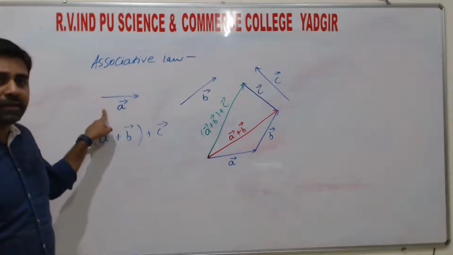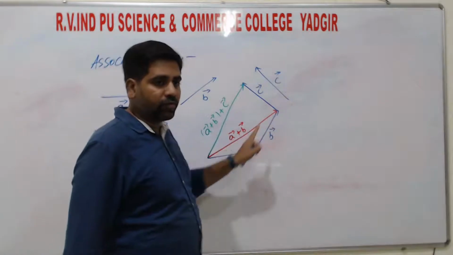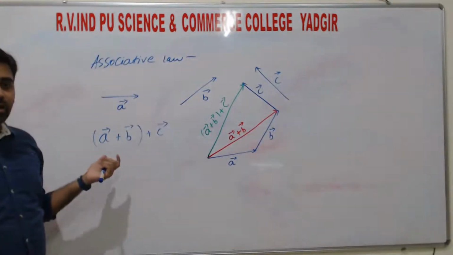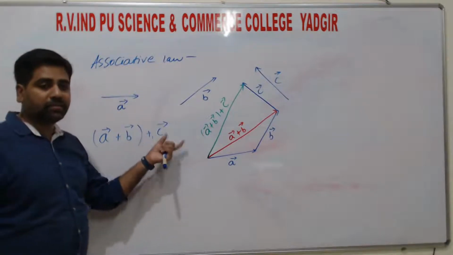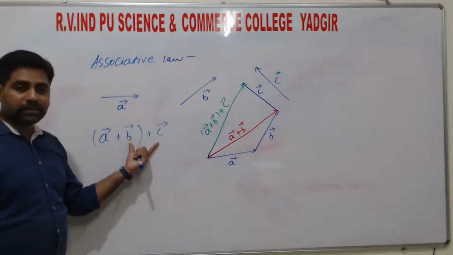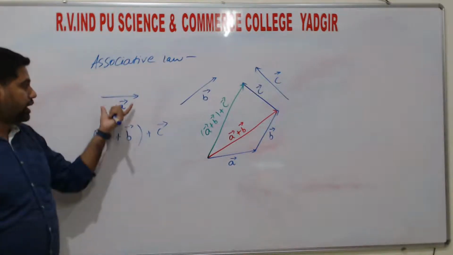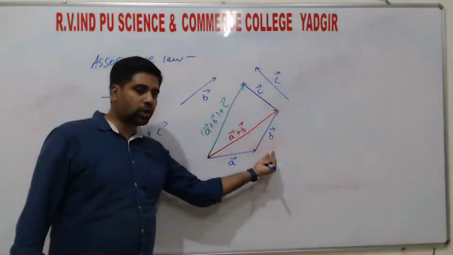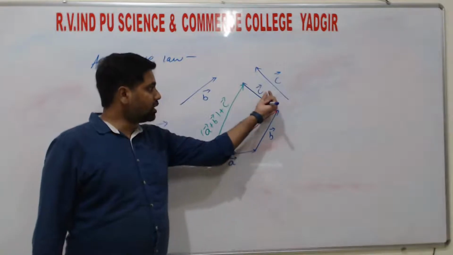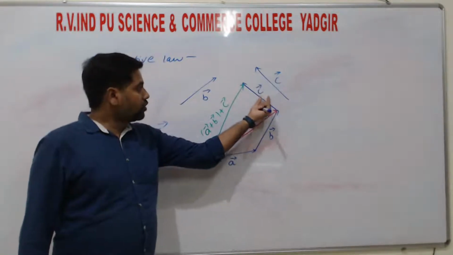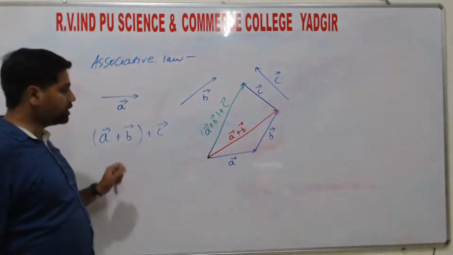First considering three vectors, vector A, vector B and vector C, to prove the associative law, that is, A plus B plus C equals A plus B plus C, right? Here first we add these two, A plus B, and we get the resultant A plus B. Now this resultant is added with the vector C, right? So now we get the resultant A plus B plus C. This one is the first one.